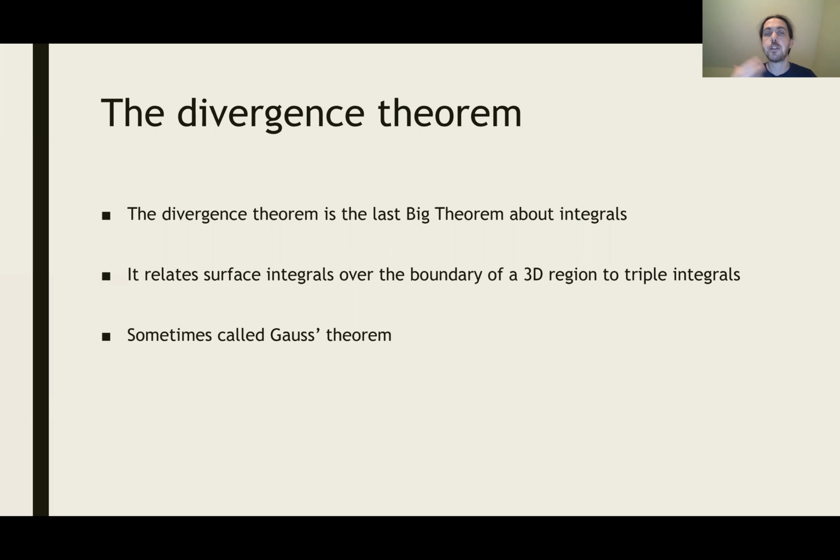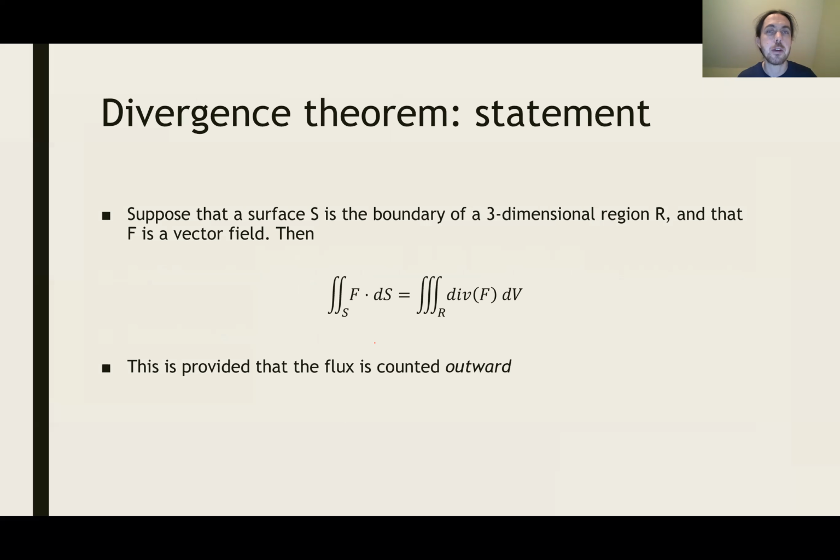It relates surface integrals over the boundary of a three-dimensional region to triple integrals on the inside. So it's sometimes called Gauss's theorem. Gauss was pretty smart. He has a lot of theorems named after him, so we typically go with this name instead. The divergence theorem has the following statement.